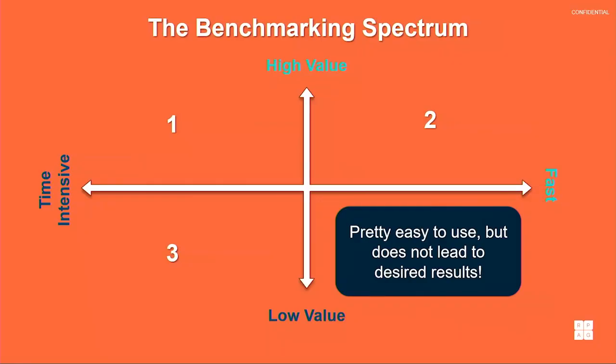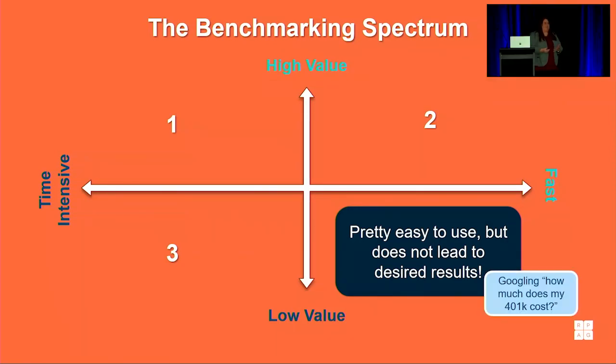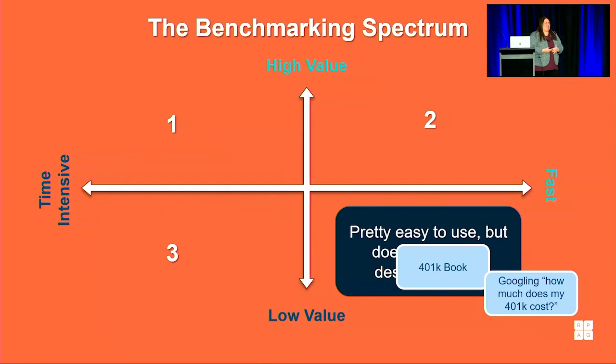We're here because we're looking at our benchmarking spectrum, right? So previously, we have our fast, time-sensitive, or we have fast. We have a low value, or we have a high value. So looking at that, we're going to look at our lower quadrant. So tools out there, they might be easy to use, but they don't necessarily give us the desired results that we want. What are some things like that? Maybe a plan sponsor Googles, how much should my 401k cost? Maybe we're using one of those big averages books that maybe is 2 years old. So they're fast, they're readily available, but they might not be the most high value.